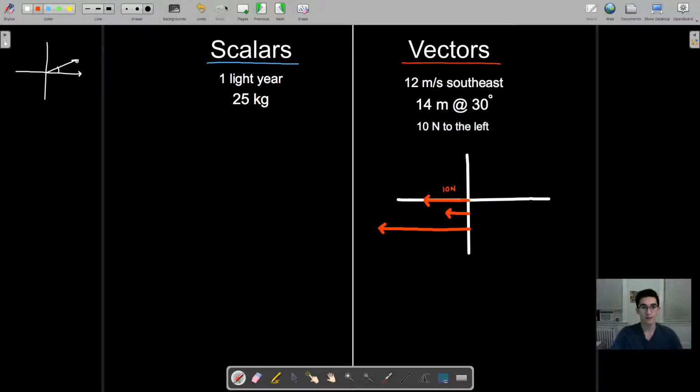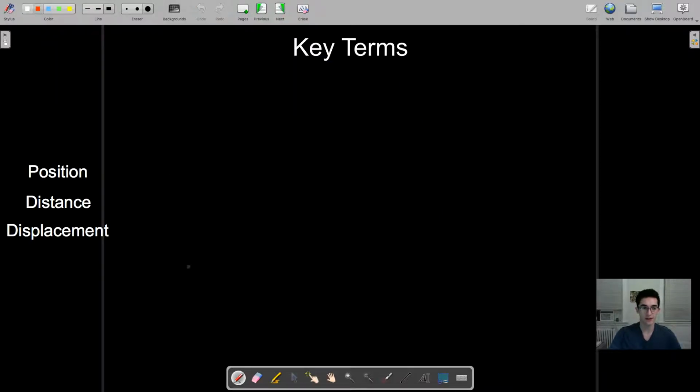All right, so hopefully we have a decent idea of scalars and vectors, because now we're going to start talking about some types of scalars and vectors. We have a few key terms to talk about. The first one is position. Okay? And we define position as the separation between an object and the origin.